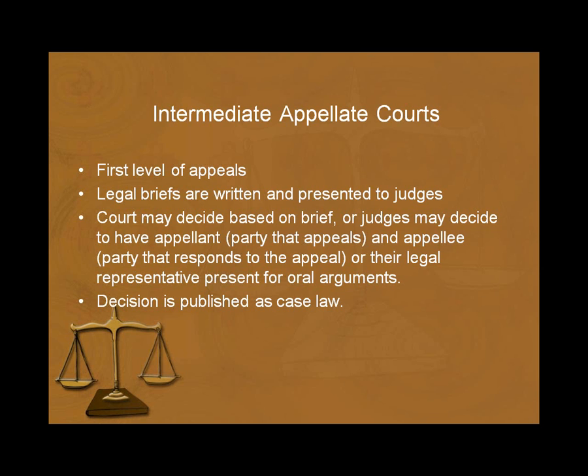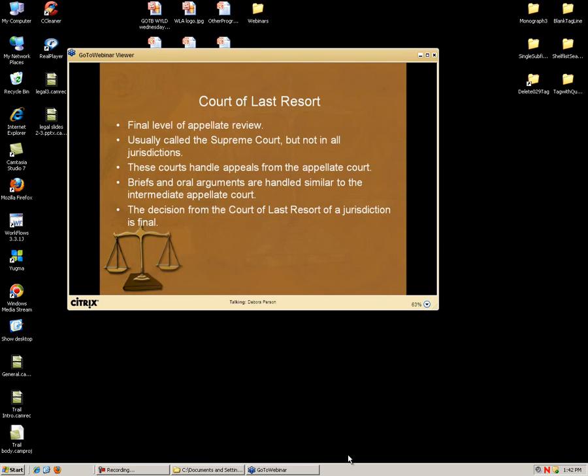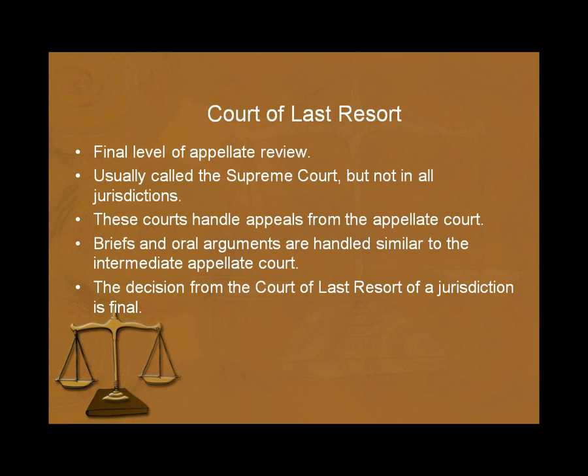Our court of last resort is really just a next level of appellate court, but it is the final level of appellate review. Like I said, we tend to think of it as being called the Supreme Court, and in many jurisdictions it is, but not in all jurisdictions. These courts handle the appeals from the intermediate appellate court, and they handle it in a very similar fashion with briefs and oral arguments. And the decision from the court of last resort in a jurisdiction is final for that jurisdiction.